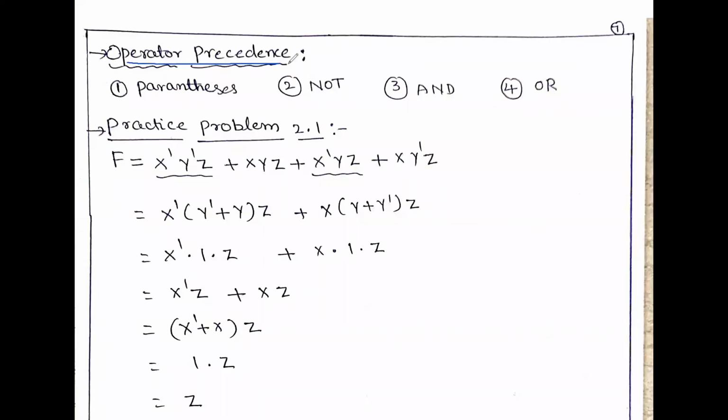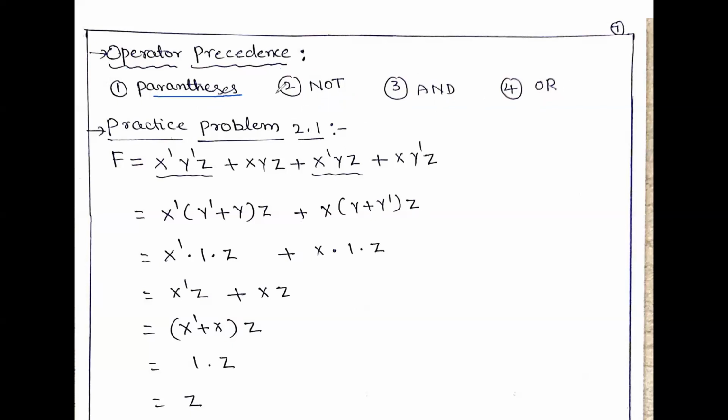Okay, let us see the operator precedence. Operator precedence means when we are simplifying Boolean functions, the priority of operations to be performed first. The priorities should be assigned to each and every operator. The first priority is always given to the parentheses. The second priority is given to the NOT operation, that means complement. The third priority is ANDing. The fourth priority is ORing. These are the priorities of operators to be followed during the simplification of Boolean functions.